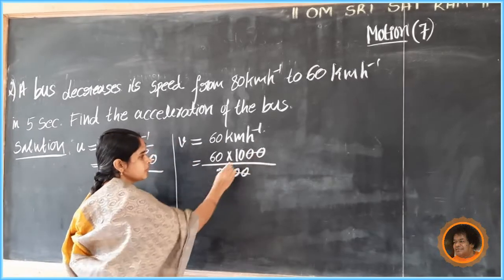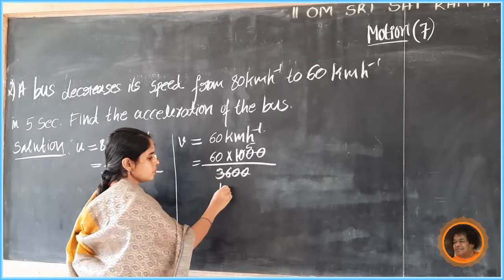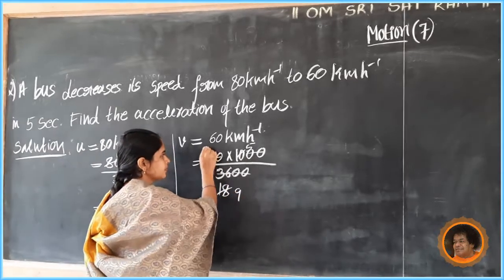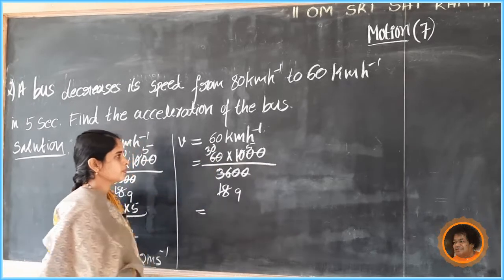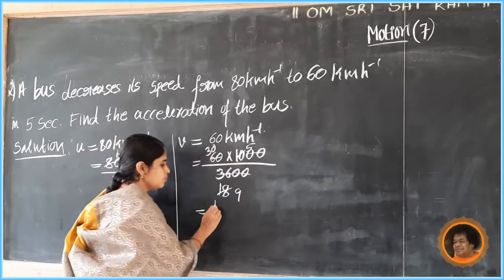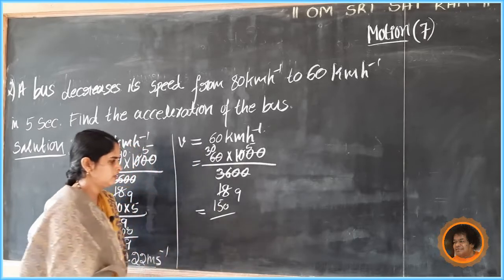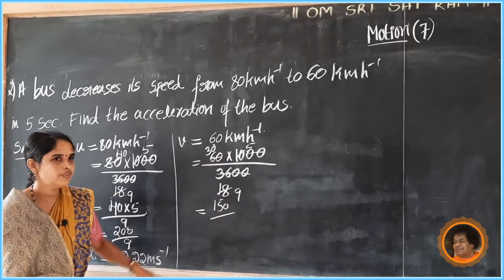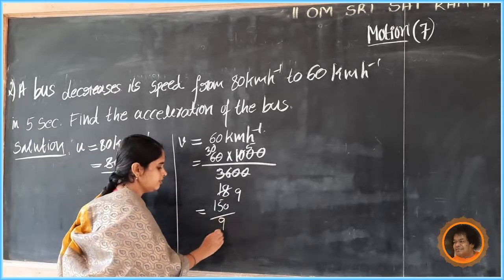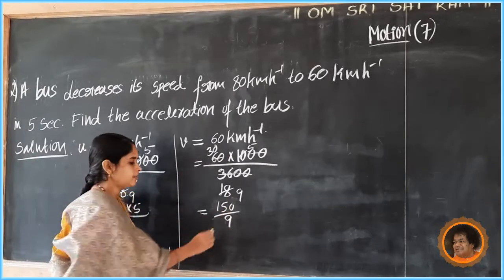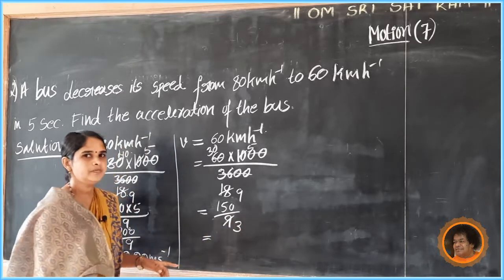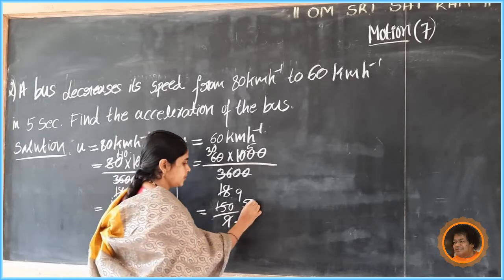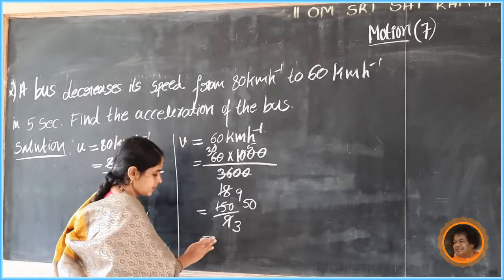20 cancels. 2 5s are 10, 2 18s are 36, 2 9s are 18, so here 150 divided by 9. 50 divided by 9. Again here 3 3s are 9, 3 5s are 15. Then here 0. 50 by 3.